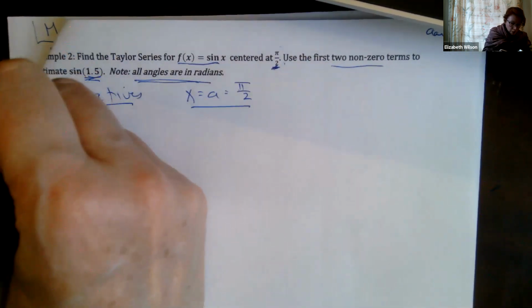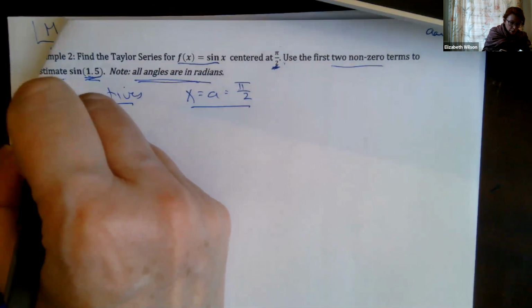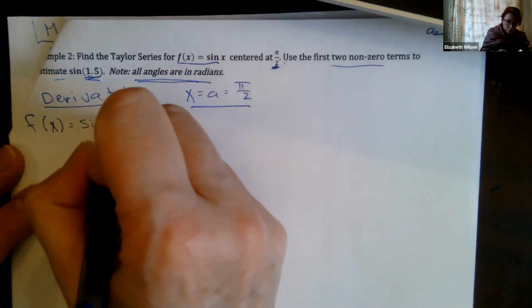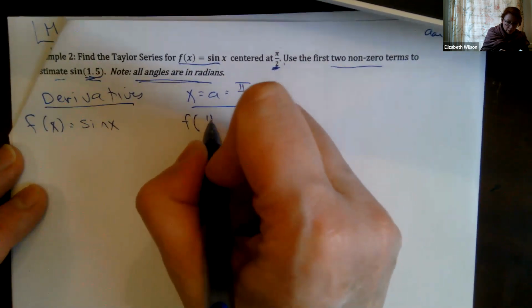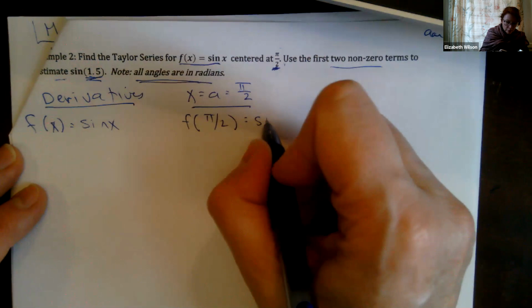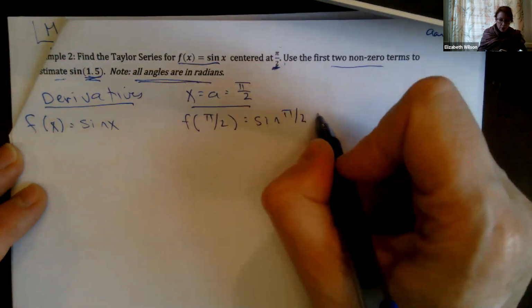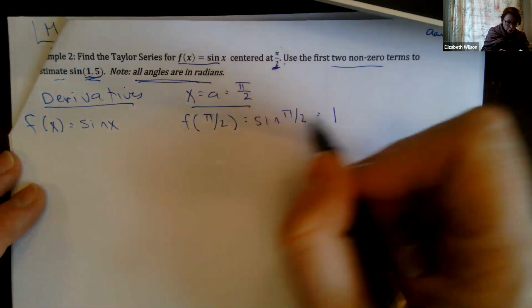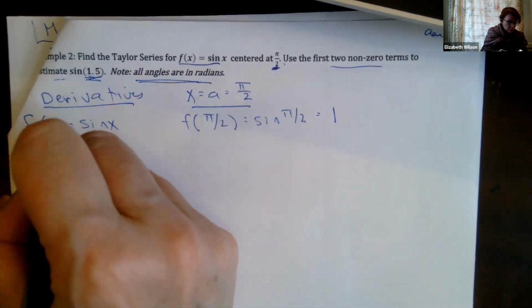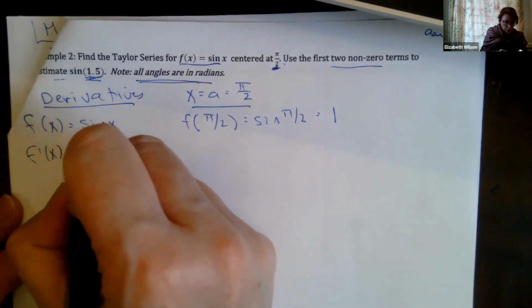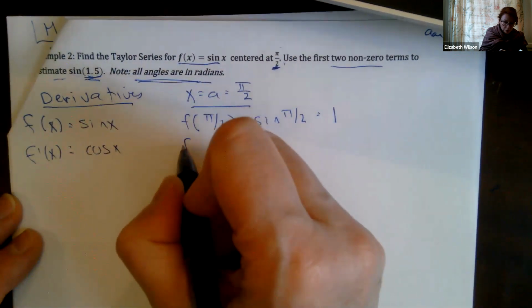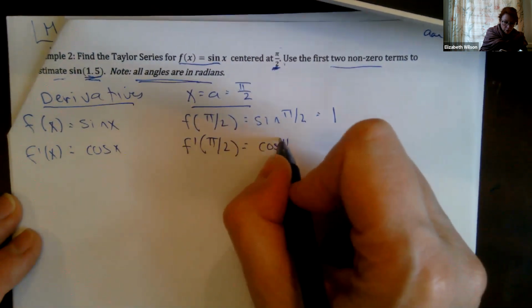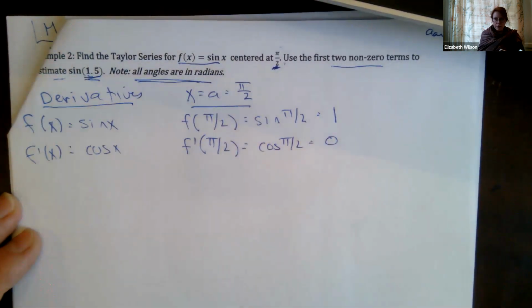So my function, this is my 0th derivative. We don't tend to write 0th. It's just our function is equal to sine of x. And then my function evaluated at pi over 2, so this is sine of pi over 2. Make sure that you're up on these things. Sine of pi over 2 is equal to 1. Okay, so our first derivative of the sine function is cosine of x. So our first derivative evaluated at pi over 2 is cosine of pi over 2. This is equal to 0.